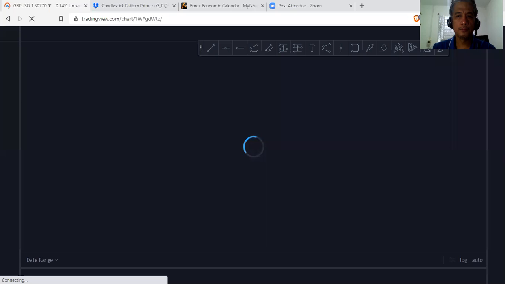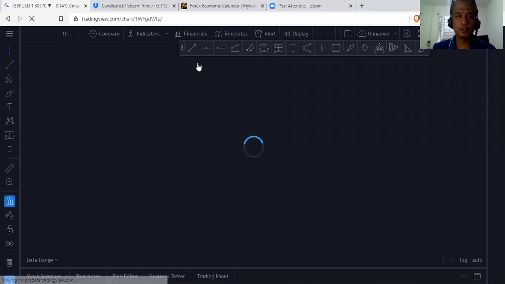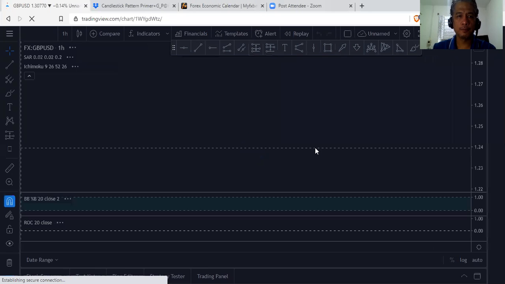Okay, you will now see my screen. I know, with pure price action first. We'll just use trend line in determining the trend reversal.